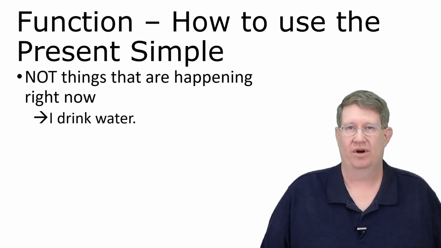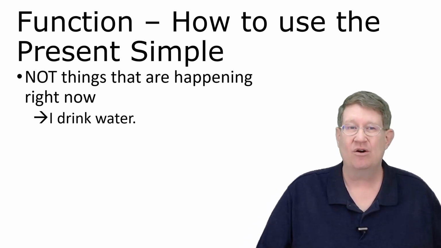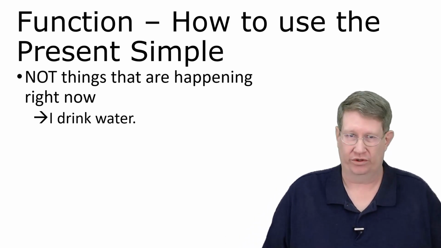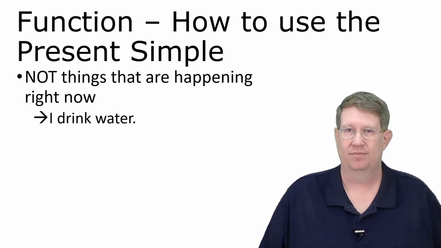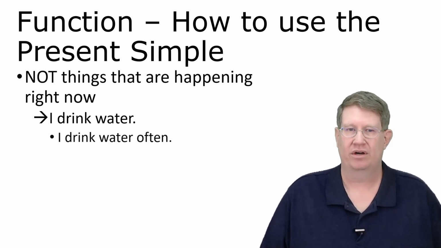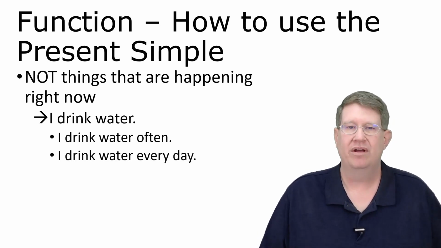This is really important because this is where people make the most mistakes. So I've just talked about how we do use the present simple. Now I'm going to talk about how we don't use the present simple. We do not use the present simple for things that are happening right now. So if I have the sentence, I drink water, what that means is I drink water often. I drink water every day.